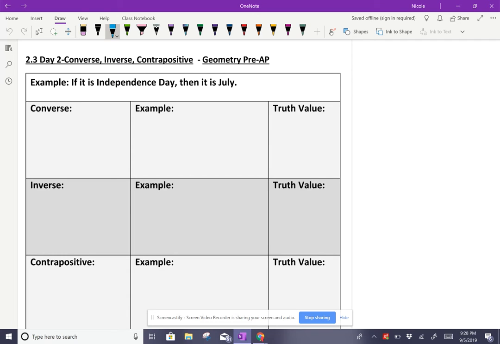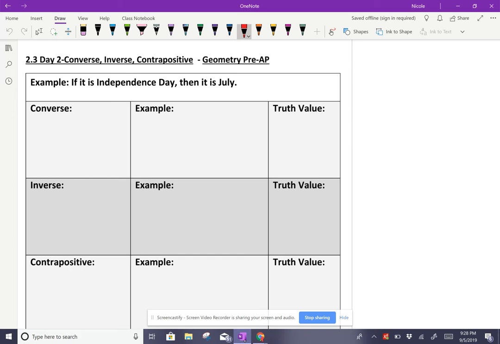All right, we are moving on to 2.3 day 2. We are continuing with our conditional statements, but we're looking at making the converse of these statements, or the inverse, or the contrapositive. So our statement that we are dealing with as an example is, if it is Independence Day, then it is July. So let's break this down into our hypothesis and our conclusion.